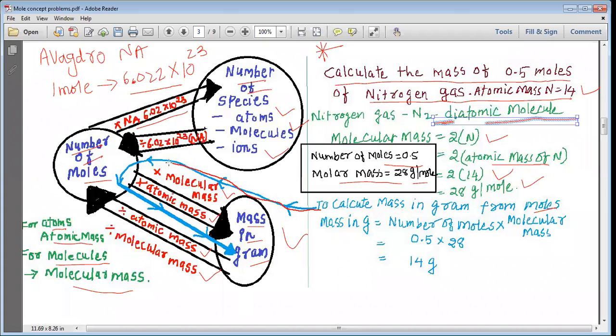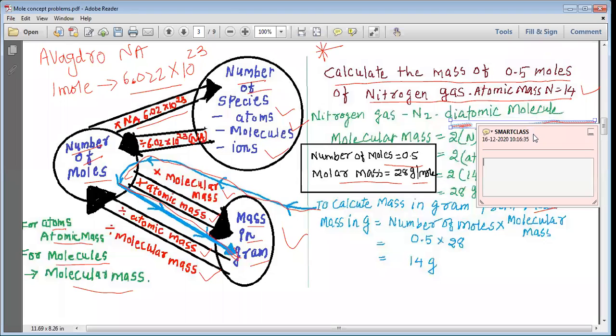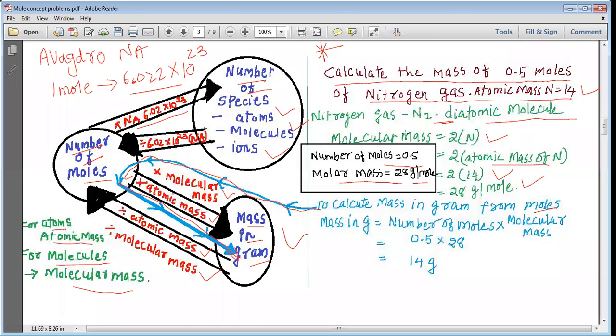So now to calculate the mass in gram from moles, you can see here I have given you an arrow. Moles are already given. We want to calculate the mass in gram, so we will have to go from number of moles to the mass in gram. So we will have to take this path. How can we do it? Here we are given the molecules, so we will have to use the molecular mass.